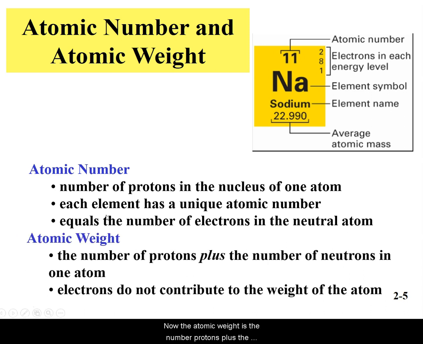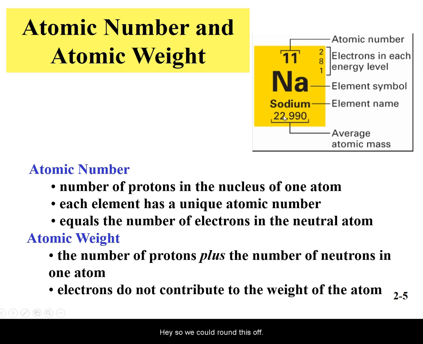Now the atomic weight is the number of protons plus the number of neutrons in one atom. The electrons do not contribute to the weight of the atom. Remember, because I said they were so minuscule, they do not contribute to the weight of the atom. All right, so atomic number is the number of protons. The atomic weight is the number of protons plus the number of neutrons. So the atomic number here gives us the number of protons, 11. And here is the average atomic mass, or weight.